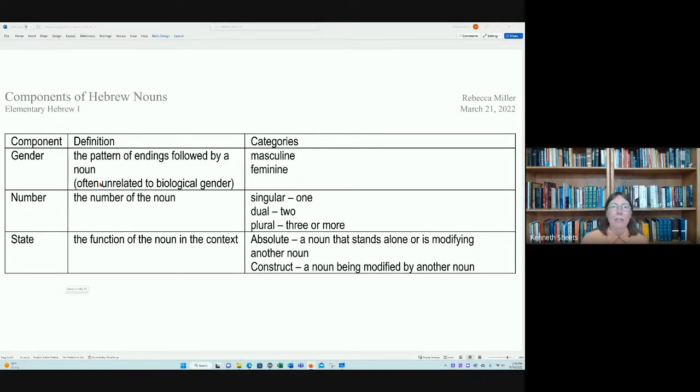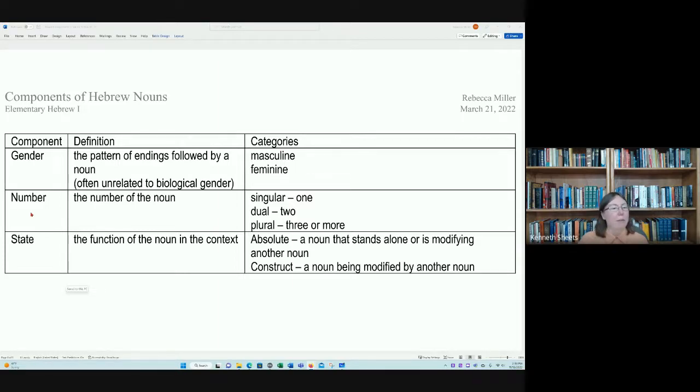So, in other words, the gender of the thing that the word refers to does not determine the gender of the word itself, but rather what determines the gender of the noun is the pattern of noun endings that it follows. There are two primary broad patterns known as masculine and feminine. So we call them masculine and feminine just for the sake of convenience.